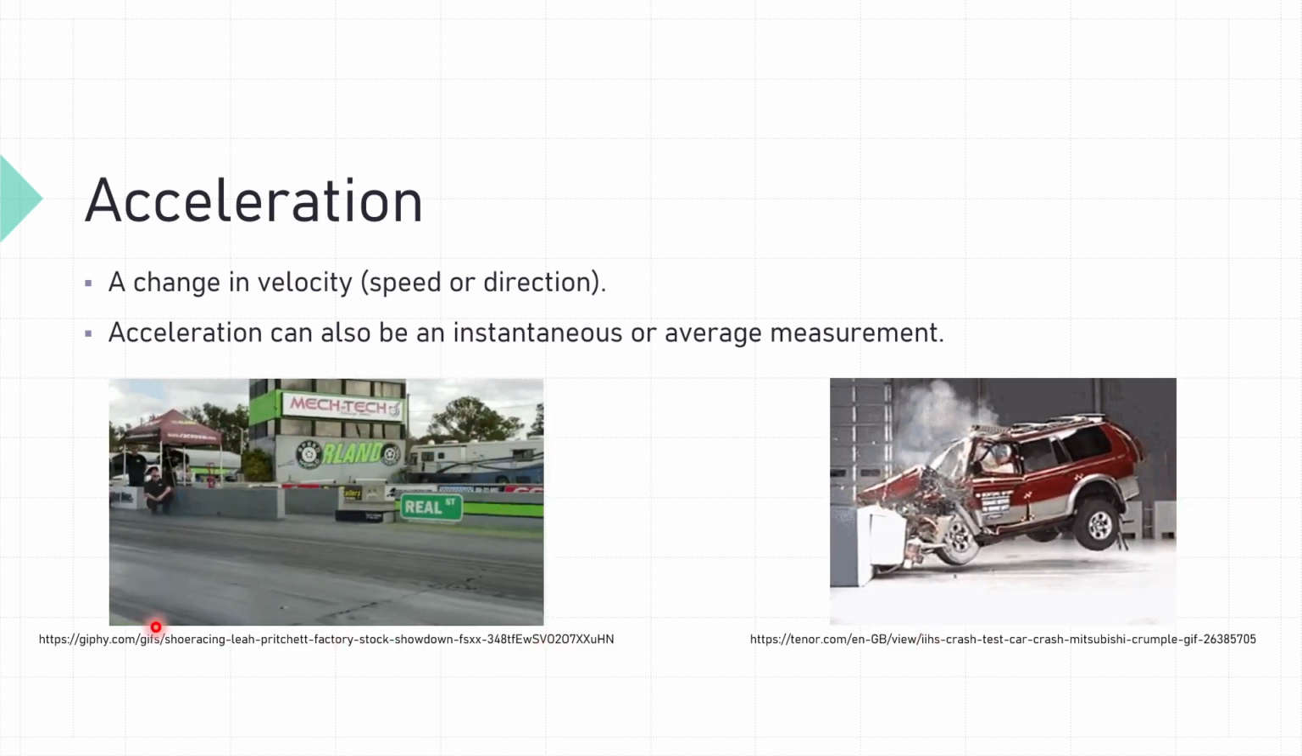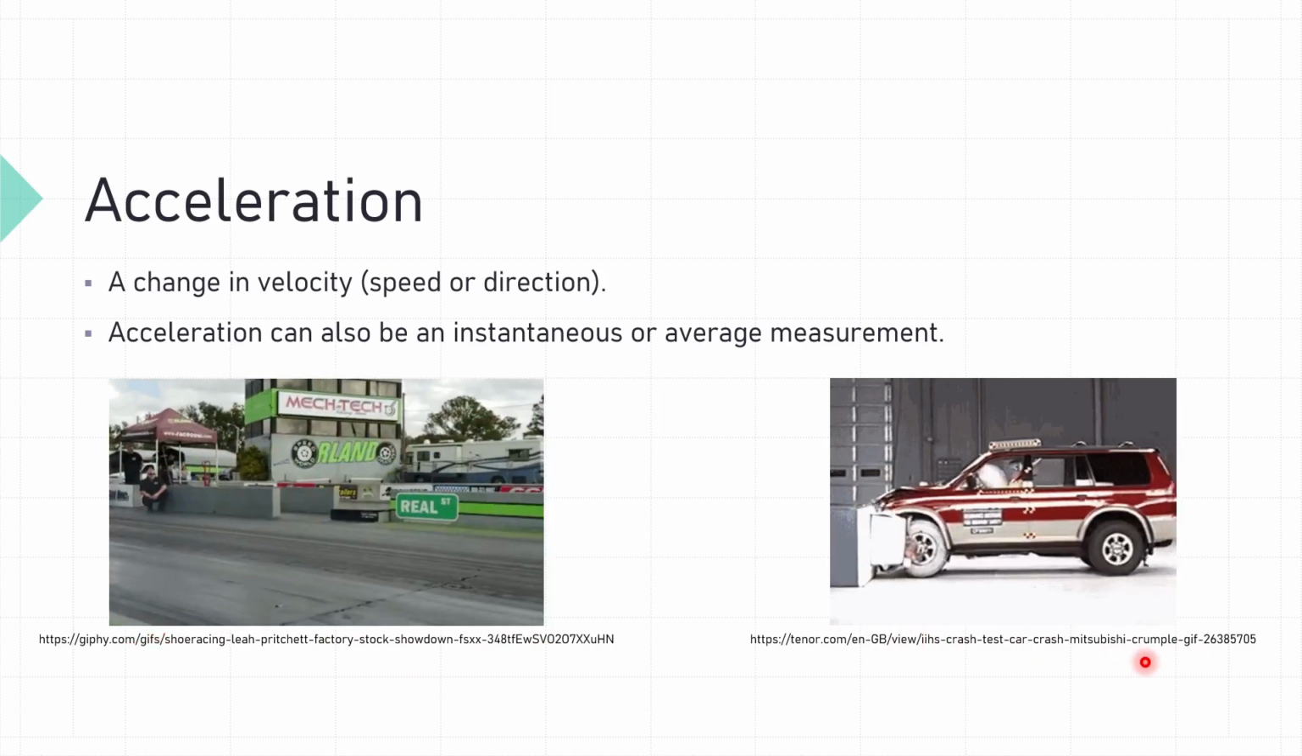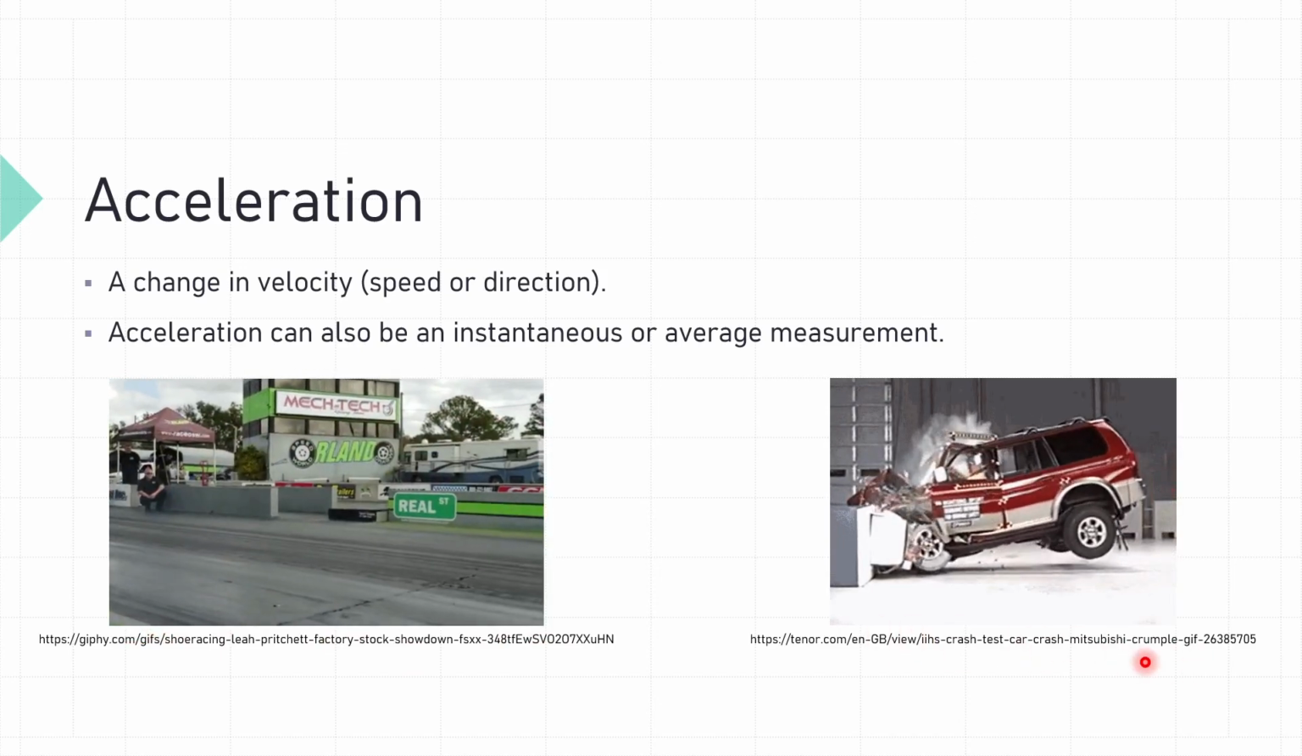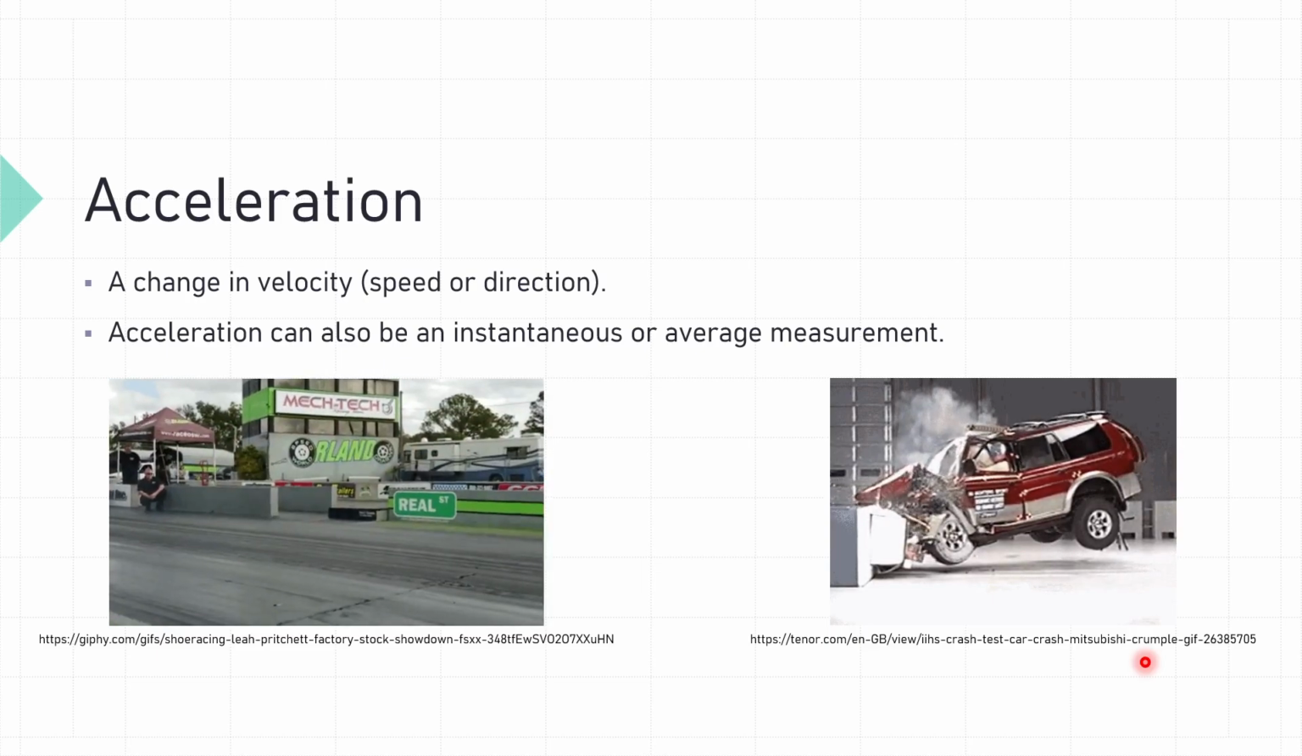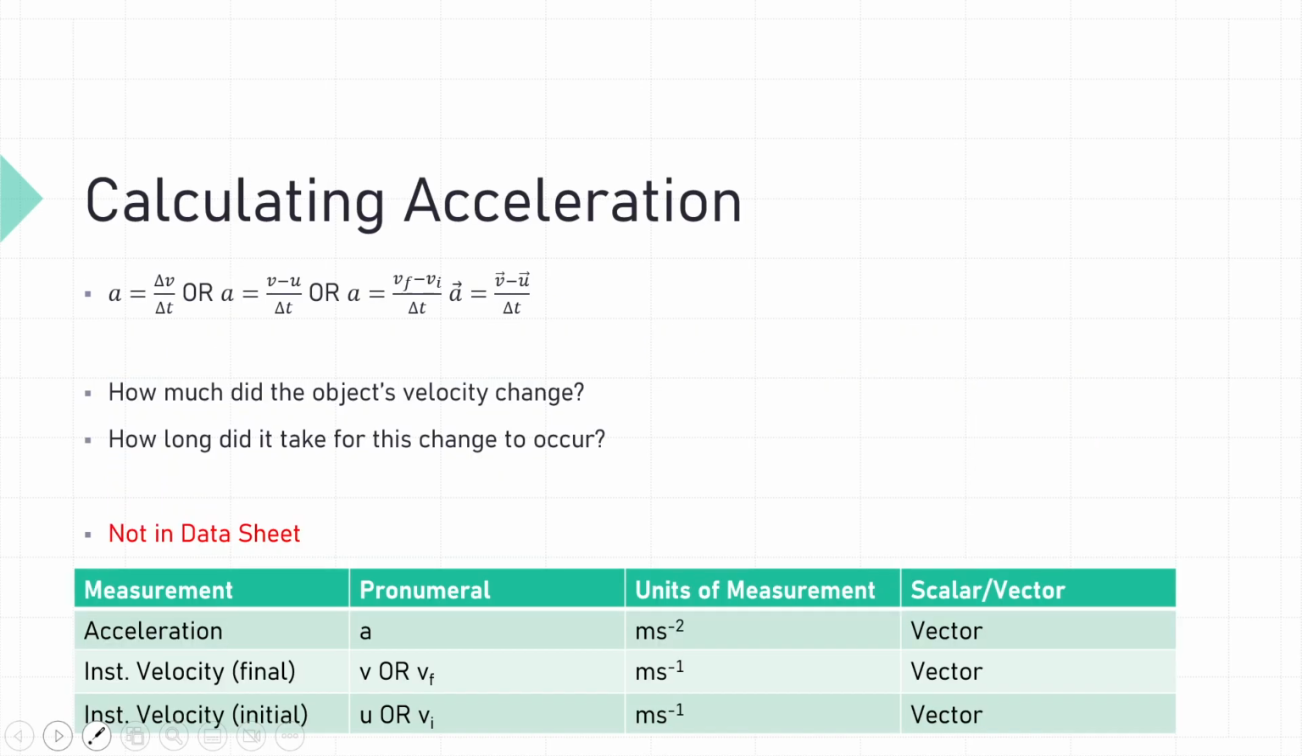Here we would call this positive acceleration. Here we would call this negative acceleration. That idea of positive and negative is something that we're going to build on in the coming lessons too. When we calculate acceleration, what we're looking at is first, how much did the object's velocity change? Did it go up? Did it go down? How long did it take for this change to occur? So that's the time period.